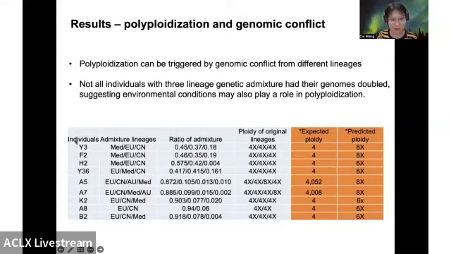These individuals are in South Africa, and all the 3 lineages are tetraploid. So we expect this individual to also be a tetraploid, but it turns out to be octoploid. All these 3 lineages, and also some other lineages in Romania. So this suggests that polyploidization can also be triggered by genomic conflict from different intraspecific lineages.